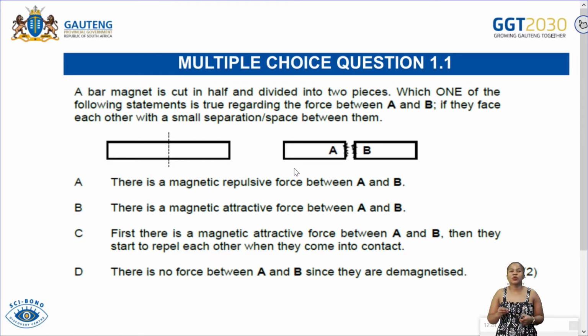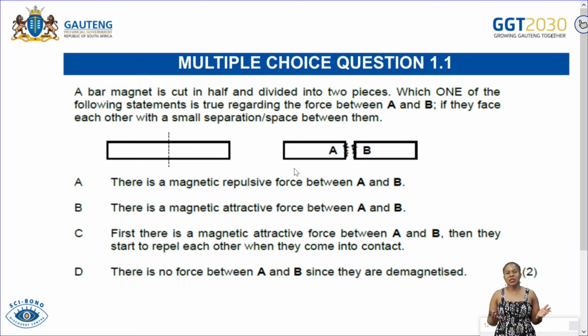So for you to be able to choose the most correct answer amongst the 4 provided, you should be able to see the ones that are distracting you from finding the correct answer, and then you deal with the 2 and identify the correct answer. Okay, so the question presented to us right now says a bar magnet is cut in half and divided into pieces. Which one of the following statements is true regarding the force between A and B if they face each other with a small separation between them?